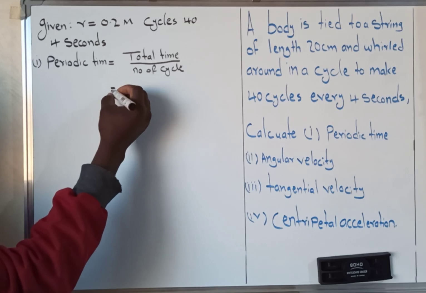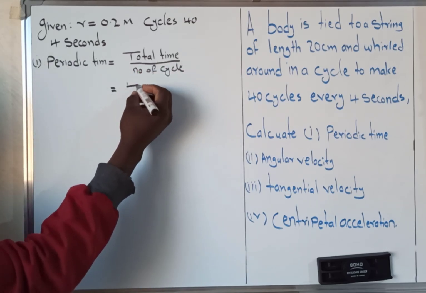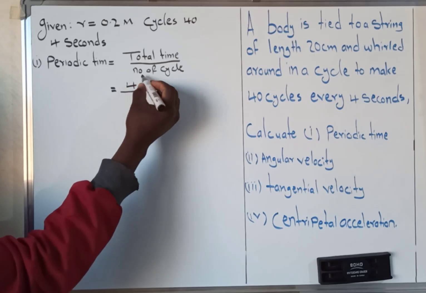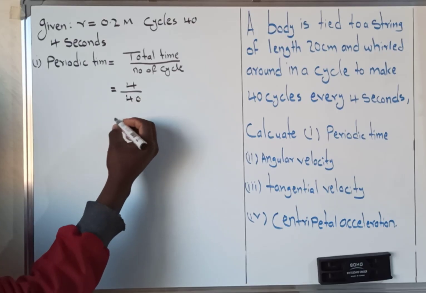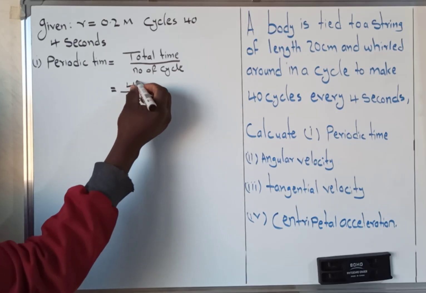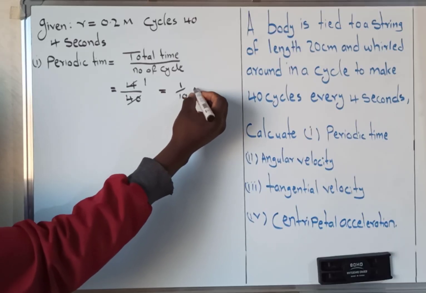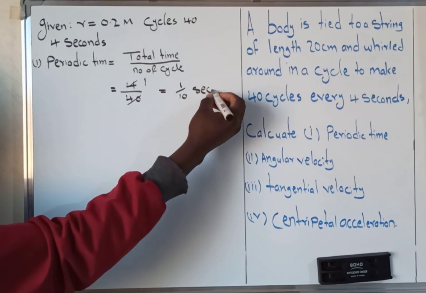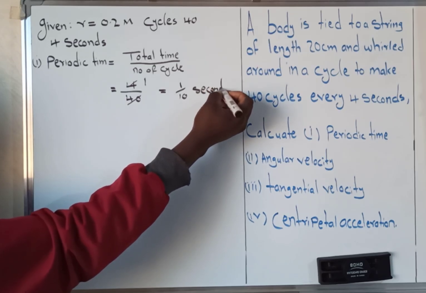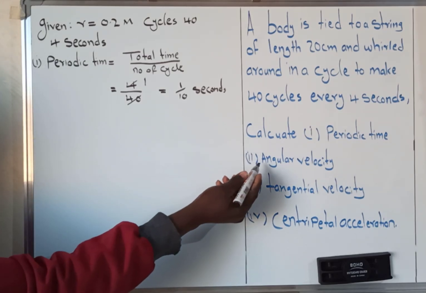So therefore we have equal. We have here the total time, which is 4 seconds. So we substitute 4 seconds, and the number of cycles we have here is 40. So we say divided by 40. When we divide by 4, it's 1, and 40 by 4 is 10, which means we have 1 over 10. And this is the time, in seconds. So this is what we have, 1 over 10 seconds. So this is the periodic time that we have. So let's go to question number 2.